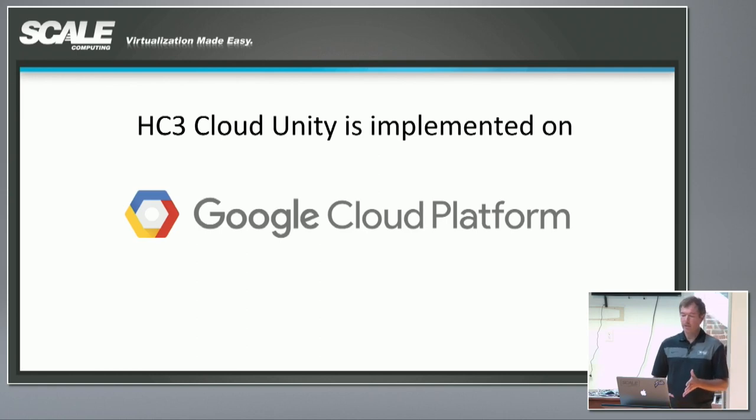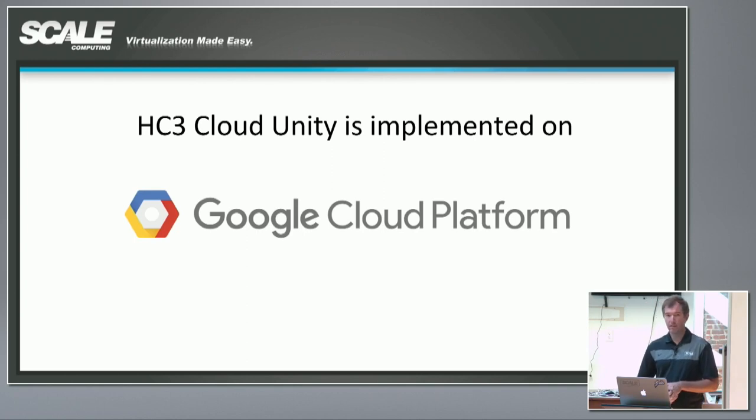So as I mentioned, HC3 Cloud Unity is implemented on the Google Cloud Platform. And for Scale in Google, this sort of partnership made a lot of sense because HC3 runs on KVM. Google runs on KVM. So that made this implementation very straightforward.